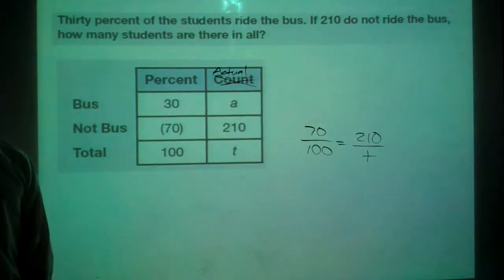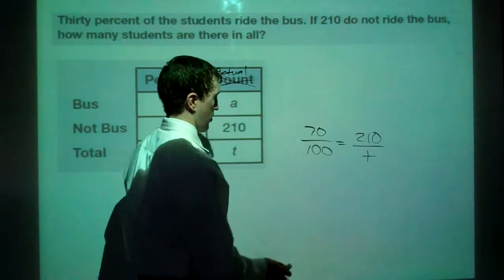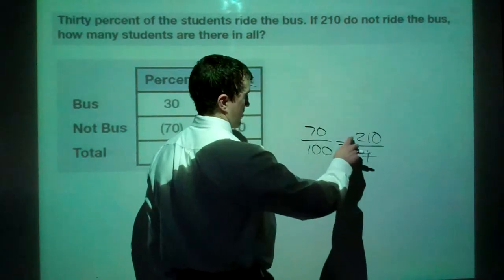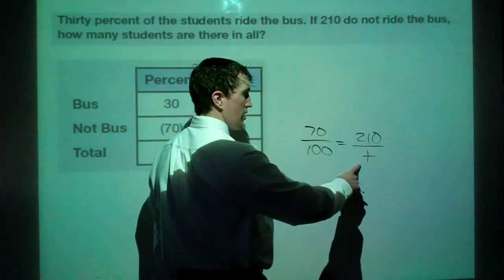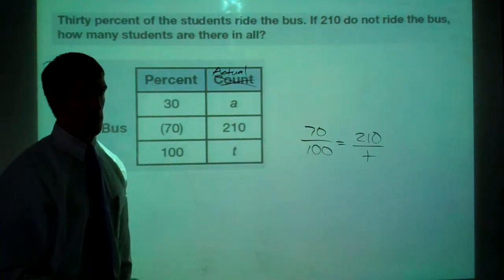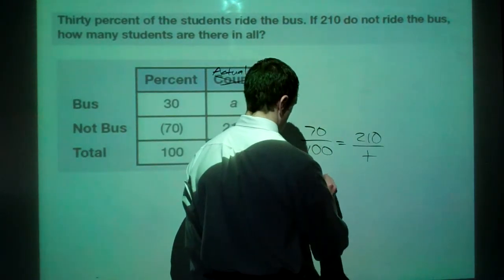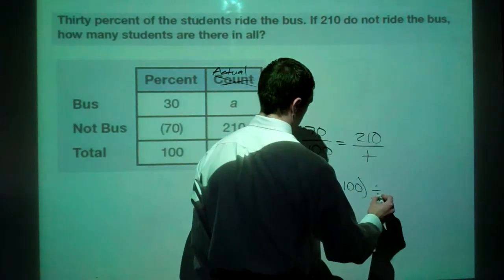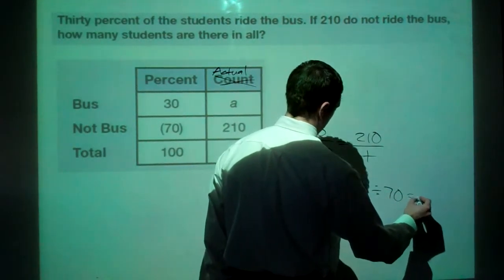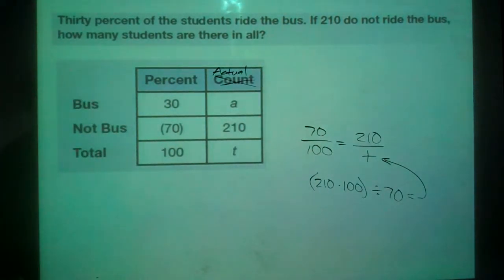Alright, and one thing we can do there, remember our cross products are equal in proportions, so we can do 100 times 210 and set that equal to 70 times t, or many of us know that we could just do 210 times 100 and divide it by 70. And that should give us that answer right there, okay? That's the cross multiply divide method.